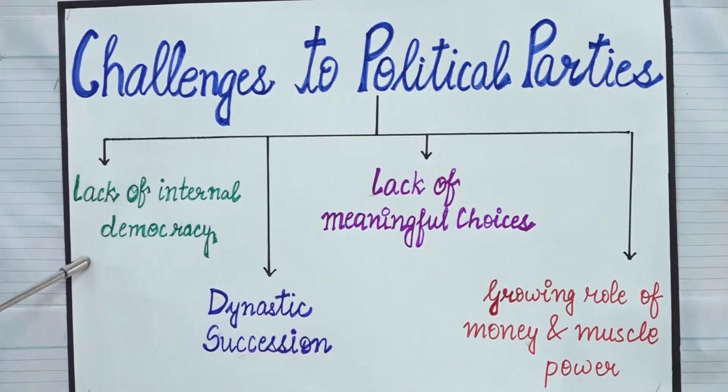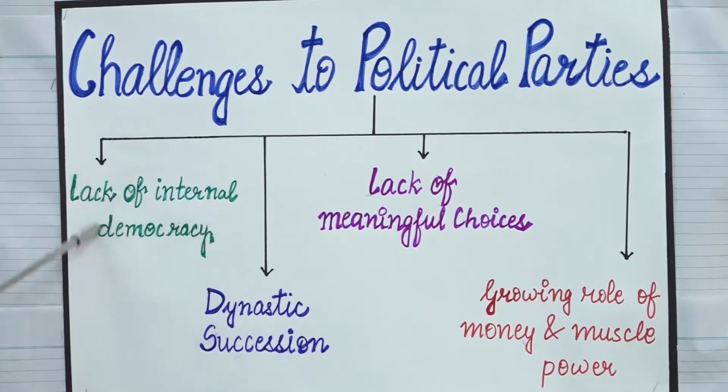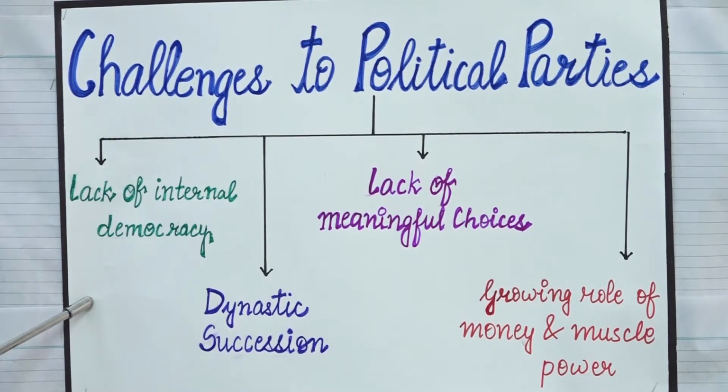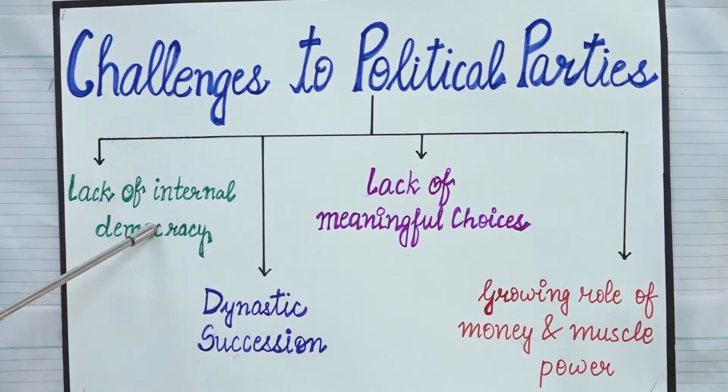Lack of internal democracy. As the term itself says, it means the parties themselves are not following democratic system. Parties do not keep the membership register. Parties do not hold organizational meetings. Parties do not conduct internal elections regularly. Ordinary members do not have sufficient information about the party. All powers get centralized among the top leaders of the party.